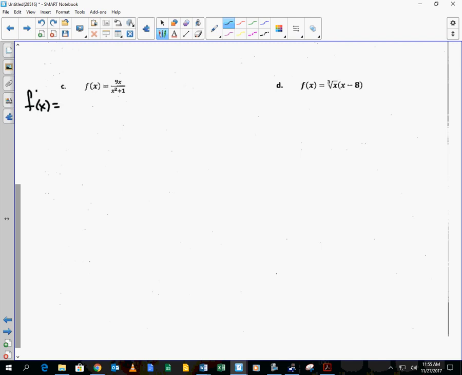I need to take the derivative. What rule do I use to take this derivative? Quotient rule, derivative of the top. Derivative of the bottom. Times top.